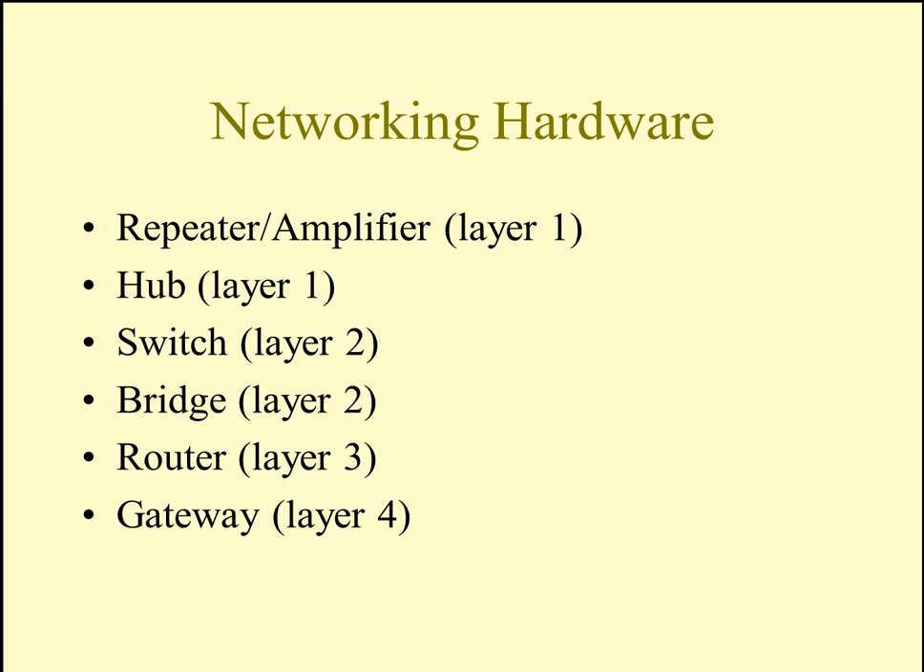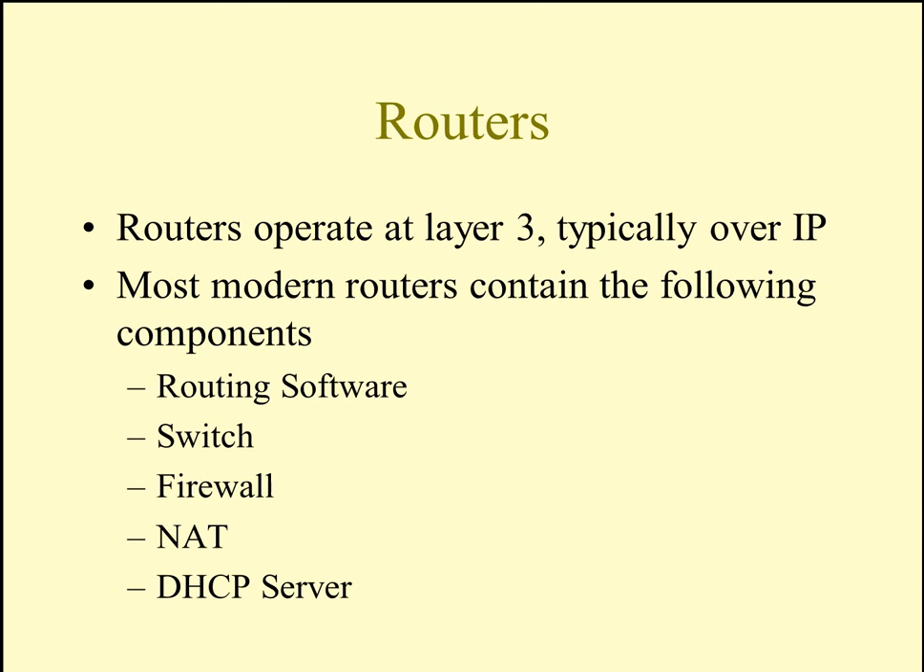Okay, so continuing on now, we are going to talk about the network layer a little bit today and IP addressing. So routers operate at the network layer, which is layer 3. Most routers nowadays are going to operate over IP, which is the Internet Protocol. There are other layer 3 protocols, but the primary means that's used on the Internet is over IP.